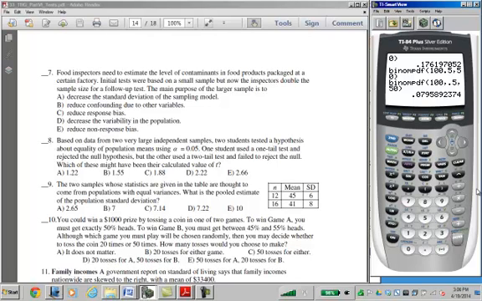So if you get A, you have to do what, 20 or 50? 20 for A and 50 for B.